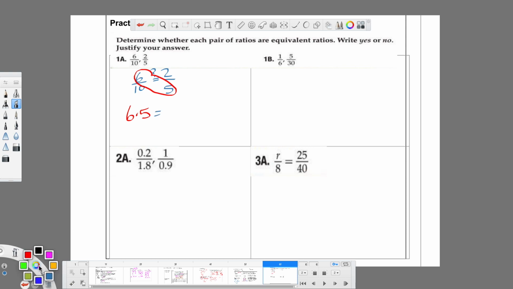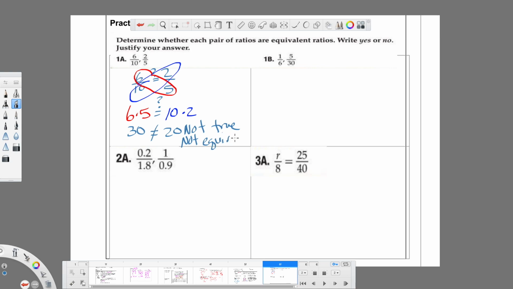I think I did dark blue for that one. Oh, why did it do light blue? Did I grab light blue? Dark blue. There we go. And then we have 10 times 2. So now we just need to simplify on this one. And remember, we have a question mark here. So we have 30 equals 20. That's not true. So not true. So not equivalent ratios. So my reasoning is that the cross multiplication did not work. When I cross multiplied, they were not equal to each other.